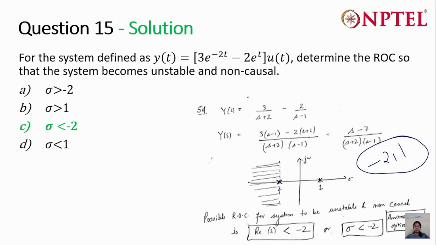And for it to be unstable, it should not contain the j omega axis. So definitely it has to be on the left side. And it is non-causal also, so it has to be a left-sided signal. So the ROC should be left. So we have sigma less than minus 2.